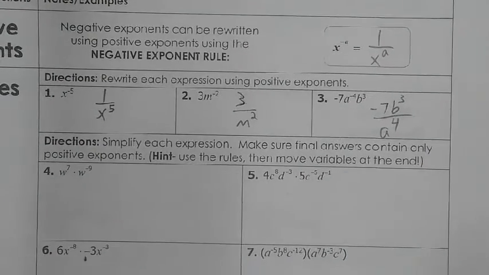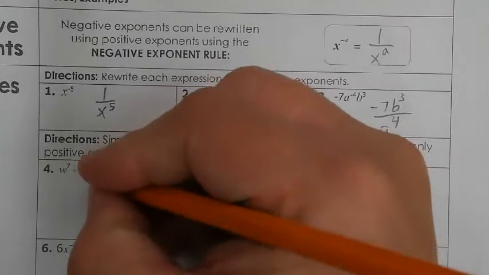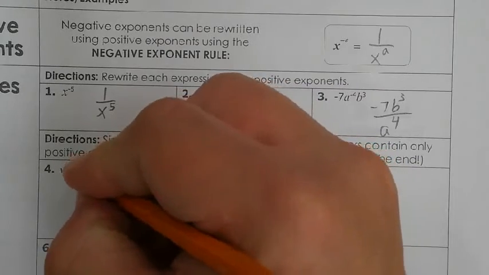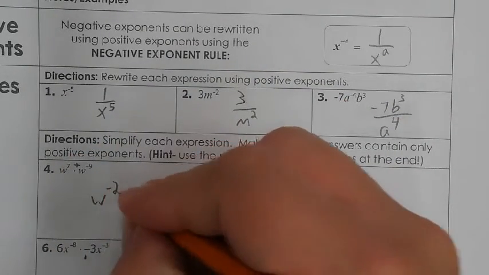So number 4. Whenever we're multiplying exponents, what do we do? Do we add them, multiply them? Add them. So what is 7 plus negative 9? Negative 2. So you get w to the negative 2 power.